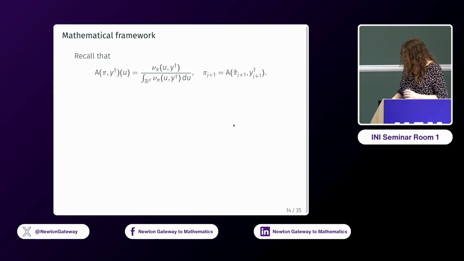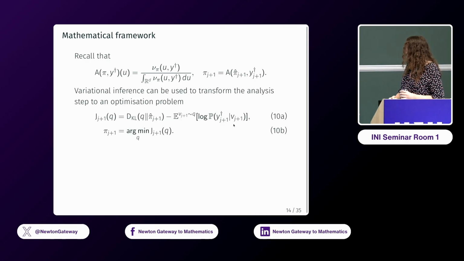If you remember, I said that the analysis step is an application of Bayes' theorem at every time. So we can just directly use variational inference to transform this analysis step into an optimization problem. Now we say that the filtering distribution at time j plus 1 is the minimizer of this cost function, which is taking the KL divergence between Q and the last forecast distribution, and then this expected log likelihood, which is measuring the closeness to the observations at time j plus 1.